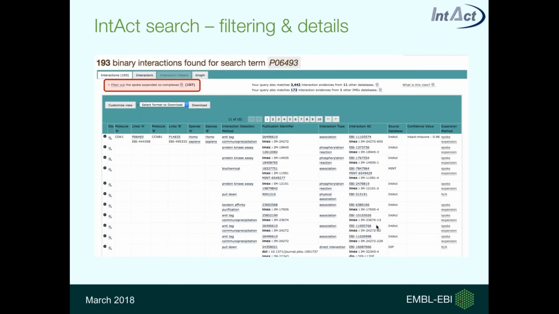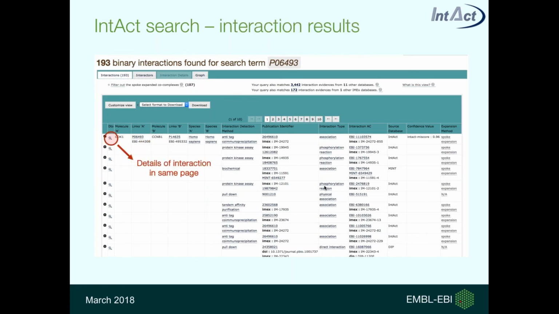If you're suspicious about the way n-ary interactions, so those with 3 or more interactors, are expanded, you can filter them all out by clicking on the Filter Out button. As mentioned earlier, you can look up your proteins directly in UniProt. And now we have a look at the actual interaction details. You can either open them by clicking on this magnifying glass or the accession number.